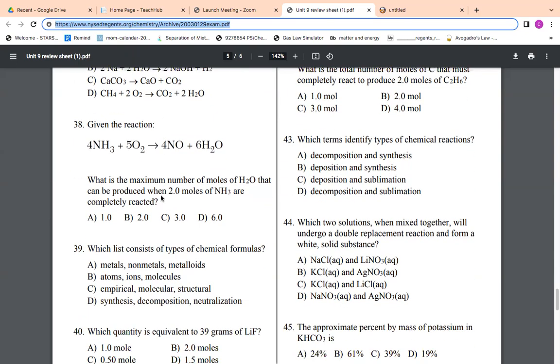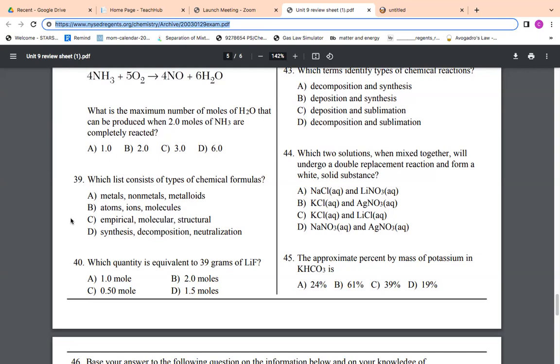Number 39, which list consists of types of chemical formulas? Number 1 doesn't make sense. That's classifying the elements. Atoms, ions, and molecules, those are not types of formulas. C, empirical formula, molecular formula, structural formula. Those are all formulas. That's good. D those are all types of reactions. Those are not chemical formulas. Those are chemical reactions. So we're going to want to go with choice C.